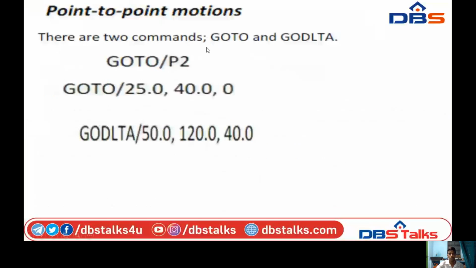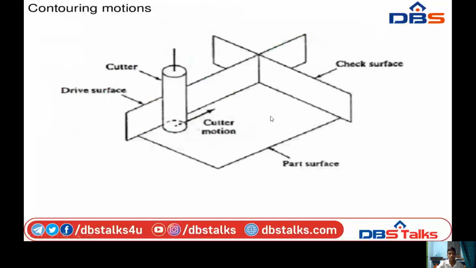Next, point to point motion. There are two commands, go to and go delta. Go to point 2 in x direction, y direction, z direction. Next, go delta, x direction, y direction, z direction. Traveling distance. Subject and description. Motion commands are used to specify only the movement of the toolpath.